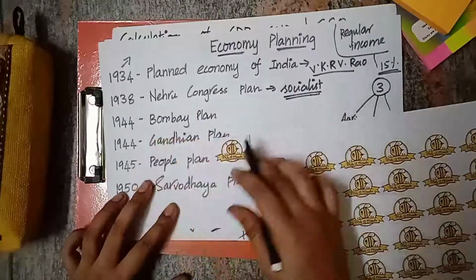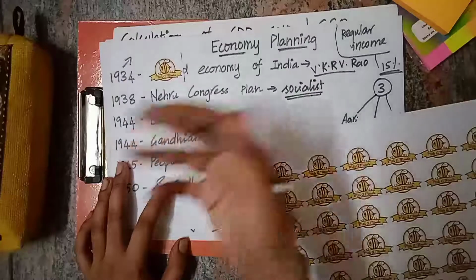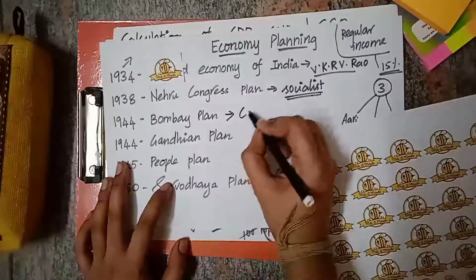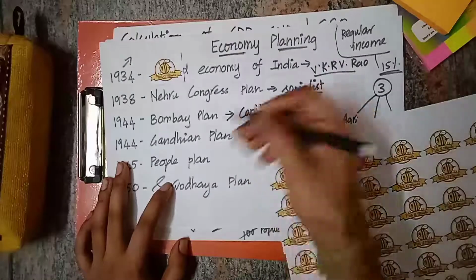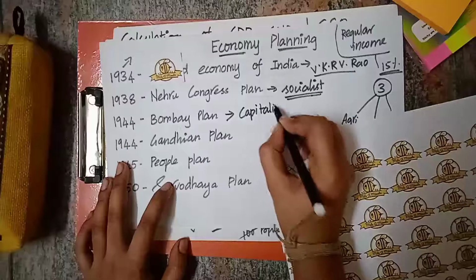In 1944 it is the Bombay Plan. The Bombay Plan was given by industrialists. Major industrialists met and thought of taking our economy in a capitalist form. Industrialists are private players, right? So privates will definitely support the capitalist economy only. So they thought of taking our economy in a capitalist form.